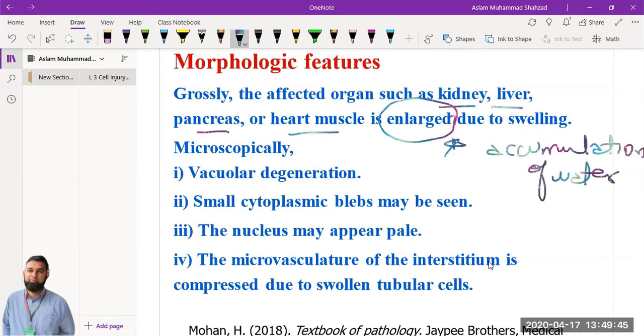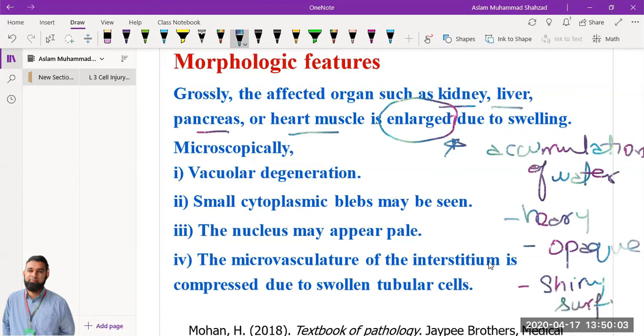And it causes this organ to enlarge. Then, as I already mentioned, it becomes heavy. The organ could be opaque or have a shiny surface. And when we talk about it microscopically, we already discussed that the main characteristic is vacuolar degeneration, and that vacuolar degeneration is the presence of small vacuoles.